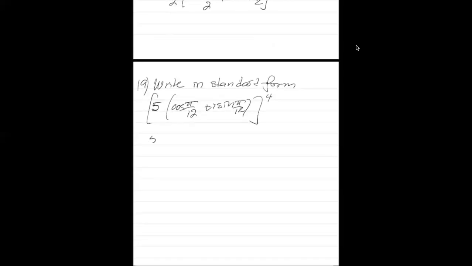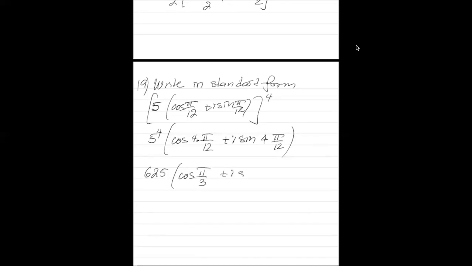So you take 5 to the power 4, and then taking a power means you multiply the angle pi over 12 by 4, adding it 4 times. So that will be cosine of 4 times pi over 12 plus i sine of 4 times pi over 12. So that's our rule. 5 to the 4th is 625. And here it's cosine of pi over 3 plus i sine pi over 3.